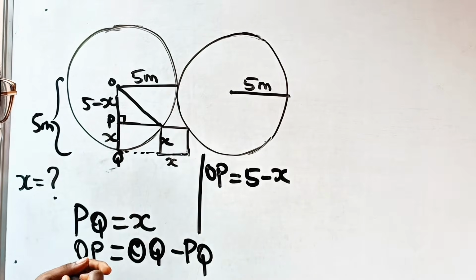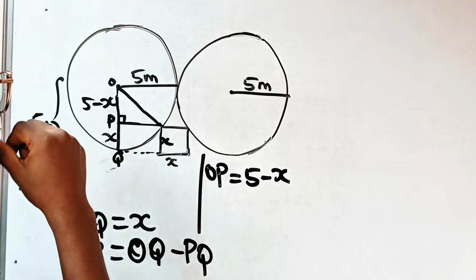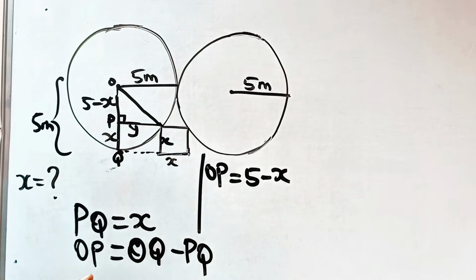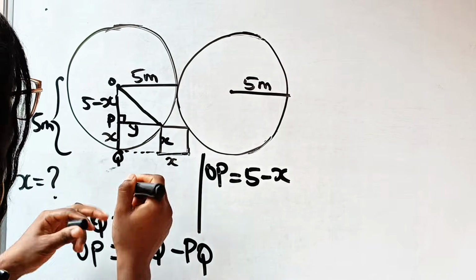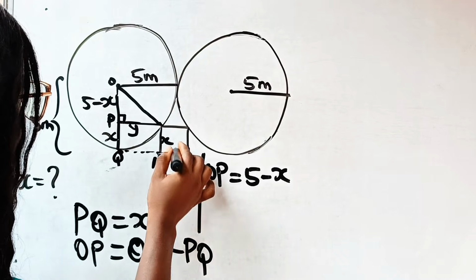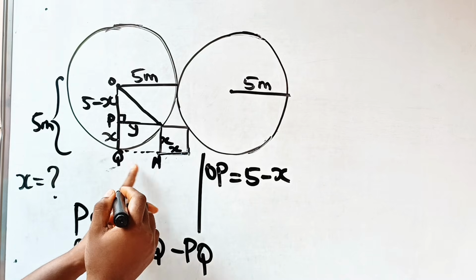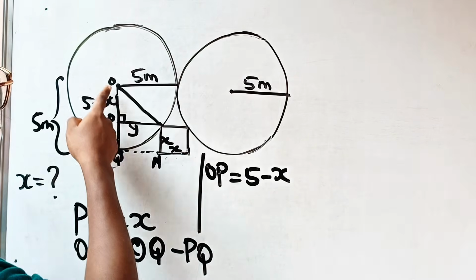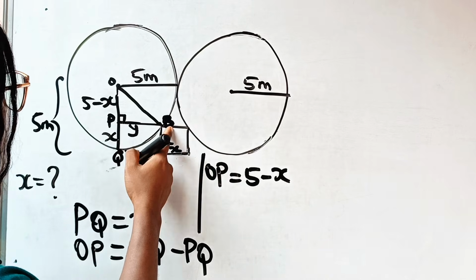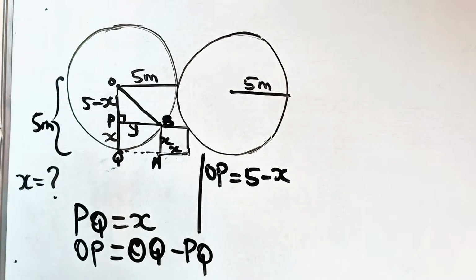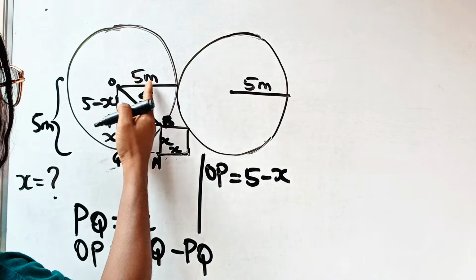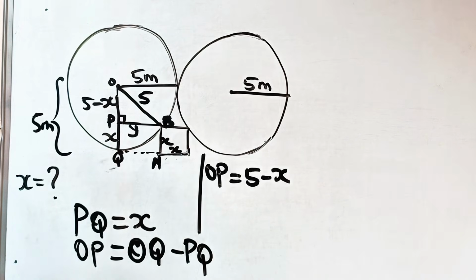Now, from here to here, we don't know what it is, but let's call that portion y. And this is Q. This is N. So QN is equal to y. Now OB, let's call this portion B. So OB is equal to 5 because it is the radius of this circle.